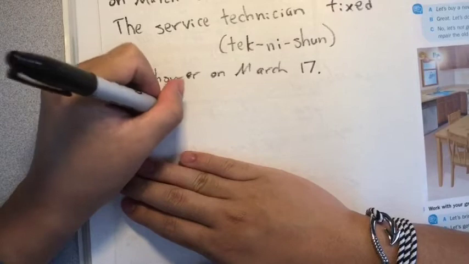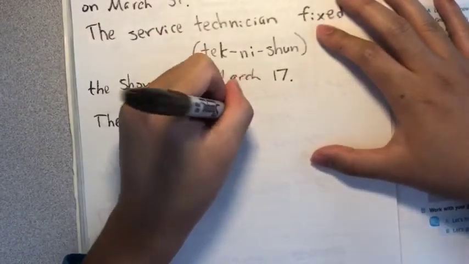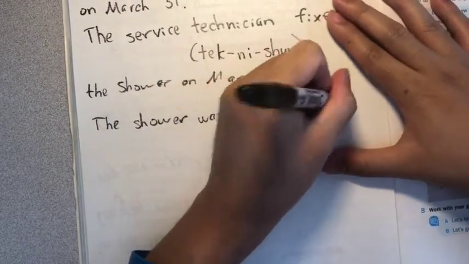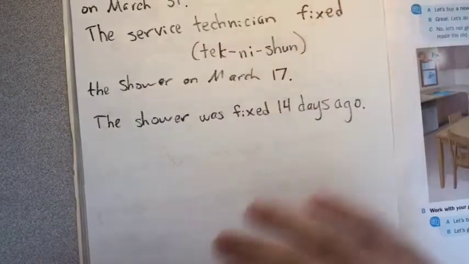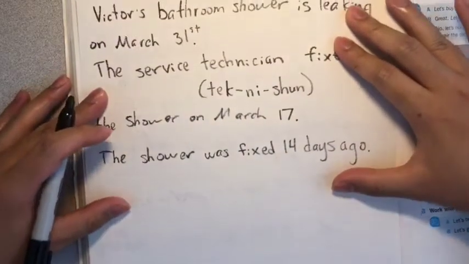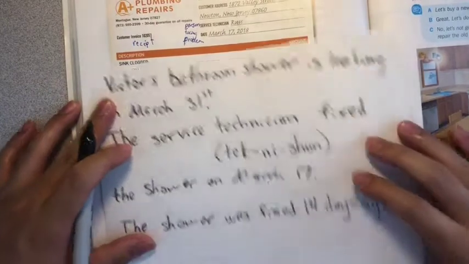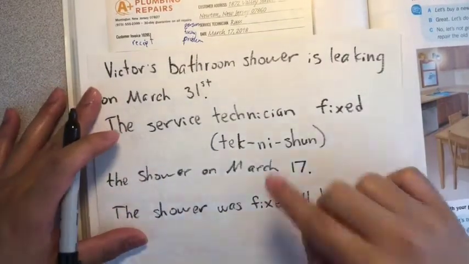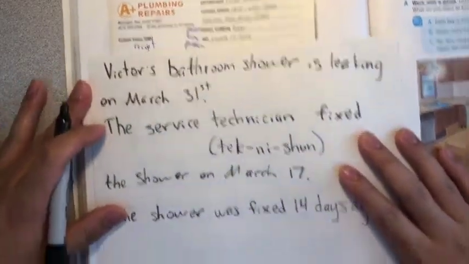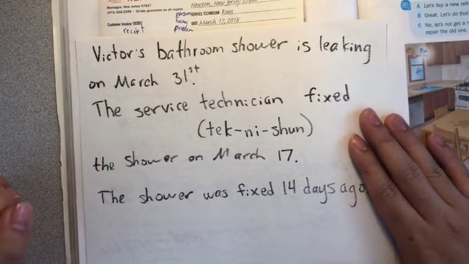The shower was fixed 14 days ago. The shower was fixed 14 days ago. Okay, so what should Victor do? Because they just fixed the shower 2 weeks ago. 14 days ago, so 2 weeks ago. So if they just fixed the shower, should it be leaking again? No, I don't think so.